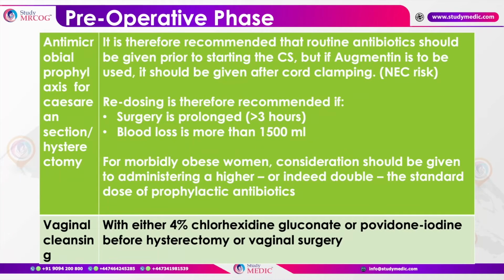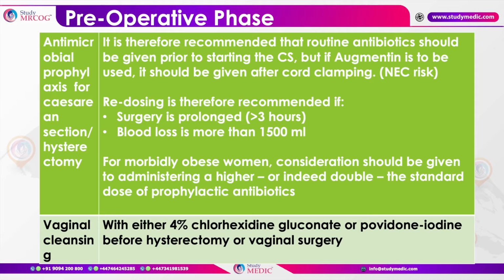Then regarding antimicrobial prophylaxis for cesarean section or hysterectomy, it is recommended that routine antibiotic should be given prior to starting the cesarean. But if Augmentin is to be used, it should be given only after cord clamping because it is associated with necrotizing enterocolitis risk. Regarding redosing of antibiotic prophylaxis, the recommendations state that redosing can be considered if the surgery is prolonged, that is, more than 3 hours, or the blood loss is more than 1.5 liters.